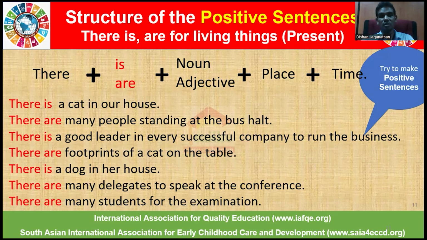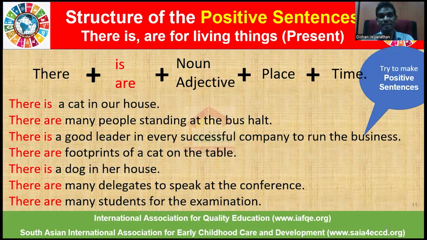There are footprints of a cat on the table. Now here, we are talking about the footprints, but the footprints of a cat. The cat is a living thing, and though the footprints are considered non-living, since we're talking about the cat, the sentence goes as there are footprints of a cat on the table.